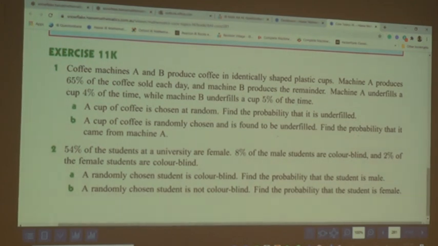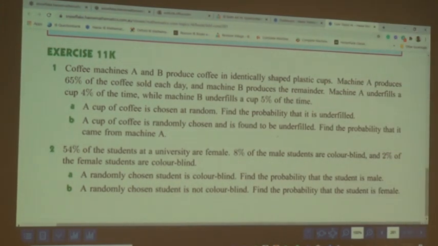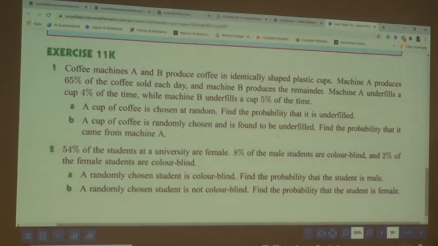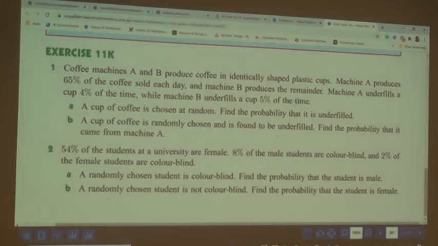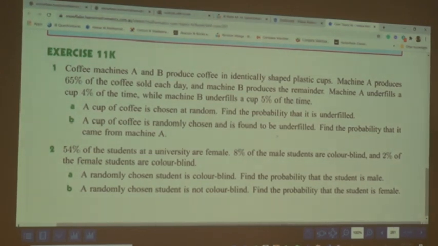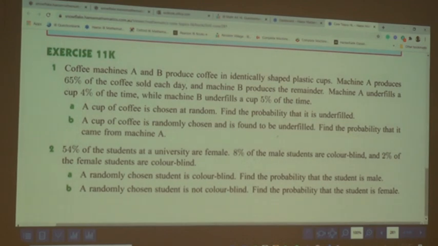We done? Exercise. This is only for HL AA. Yeah, even the J part also. So even though the book is for both HL classes, this section is only for AA. So, question one.